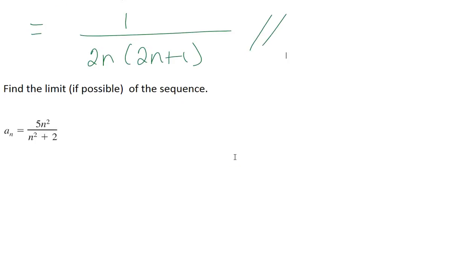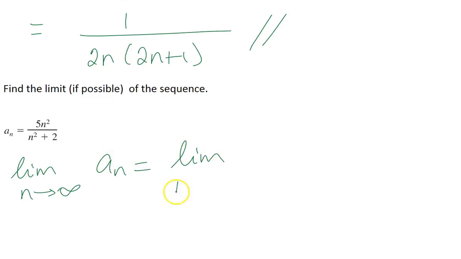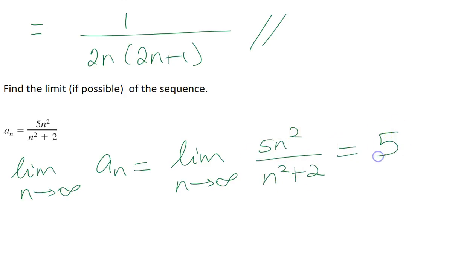Find the limit, if possible, of the sequence whose nth term is given there. So limit as n goes to infinity of a_n, the nth term, which is limit as n goes to infinity of 5n squared over n squared plus 2, which is going to be 5. Okay?